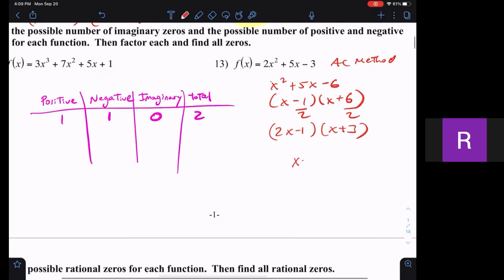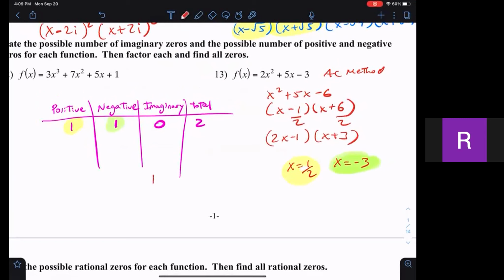So the answer is supposed to be 1/2, and the x is supposed to be negative 3. So we have 1 positive, 1 negative, and no imaginary. So that's good. It still predicts the answer. Okay, that's how you apply Descartes' rule of signs.